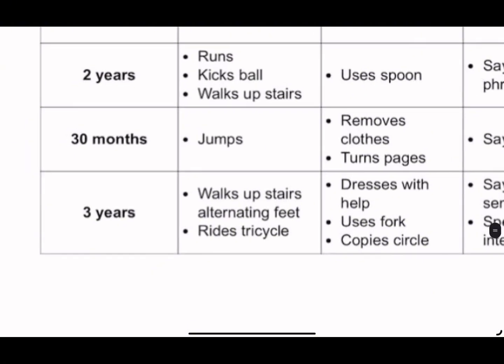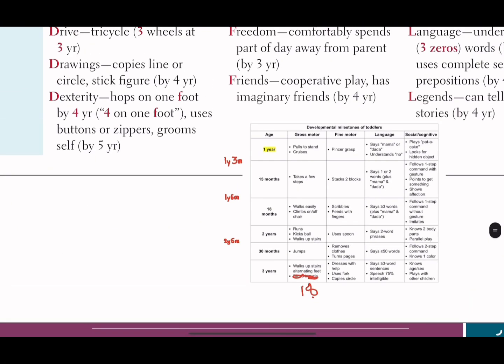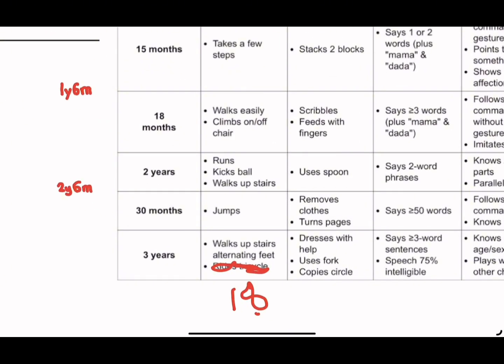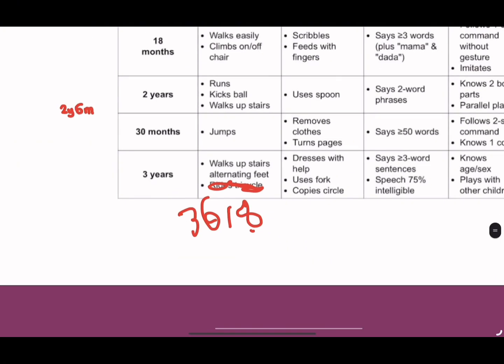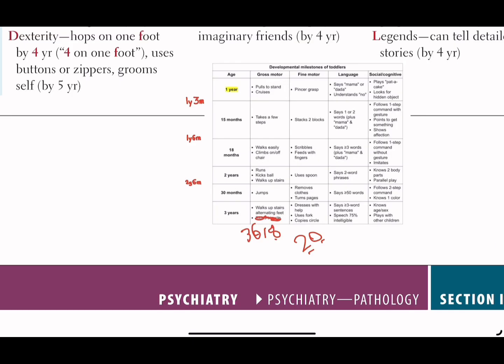So at 3, walking upstairs, alternating feet. Tricycle, we already said that one. Walking upstairs, alternating feet. We said upstairs was 18. One foot was 4. Okay, upstairs, alternating feet, that's 3 years, so 36. Dresses with help, uses fork, copies circle. We said using fork and spoon was 20. Well, they are different, the age is different from the word.